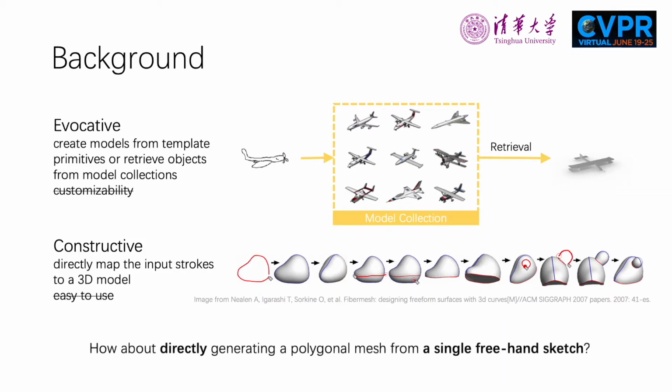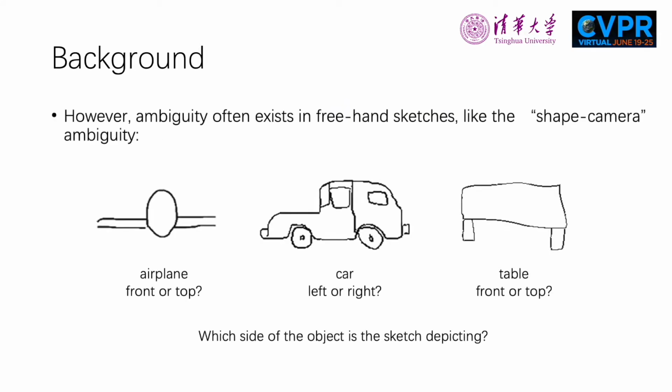In this work, we investigate the problem of generating 3D meshes from single freehand sketches. This is not as straightforward as it sounds. Ambiguities commonly exist due to the simplifications and distortions of freehand sketches, like the camera shape ambiguity shown in the picture. Sometimes, even humans can't tell which side of the object a sketch is depicting, let alone computers.